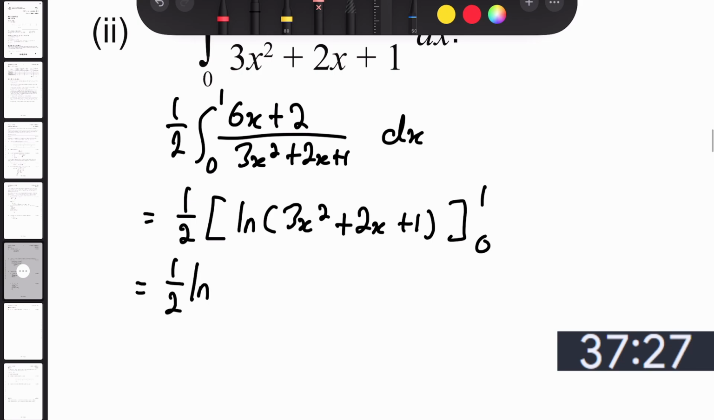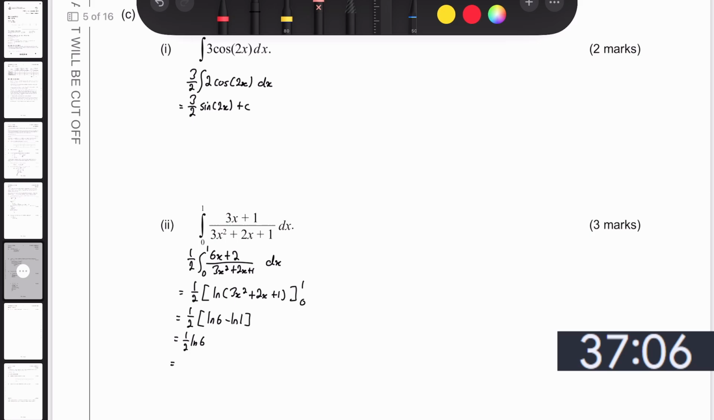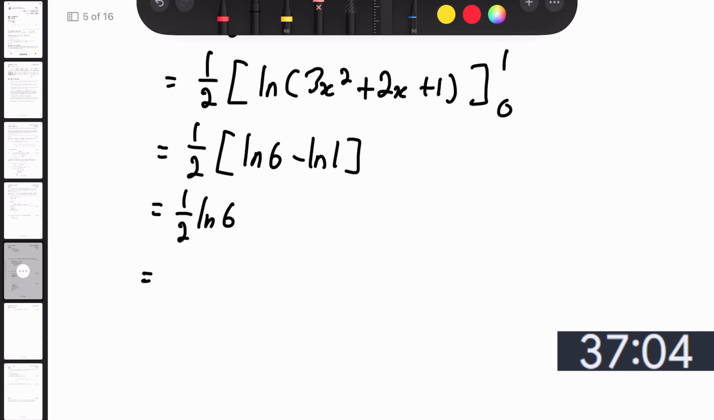And then half of, let's go ln, if we sub in 1 here, these all become just 1, so 3 plus 2 plus 1 is going to be 6, minus, if we sub in 0, that's going to be ln of 1. Now ln of 1 is just going to be 0, so this is going to be half ln of 6, or ln of square root of 6. No, half ln of 6 should be fine.